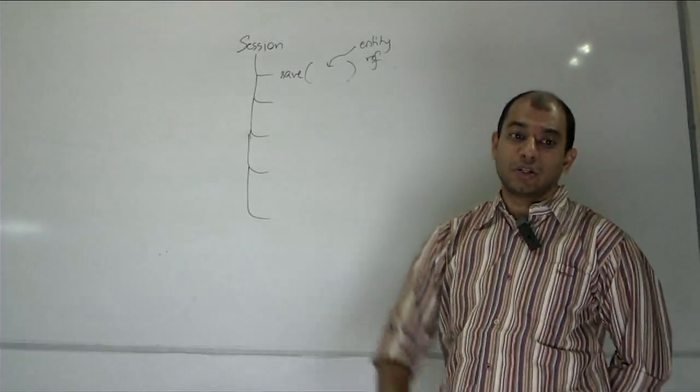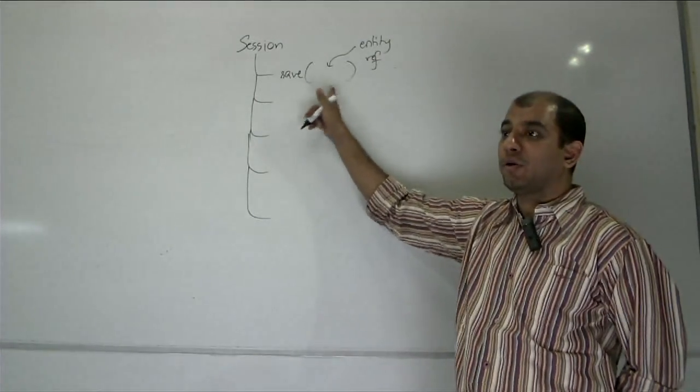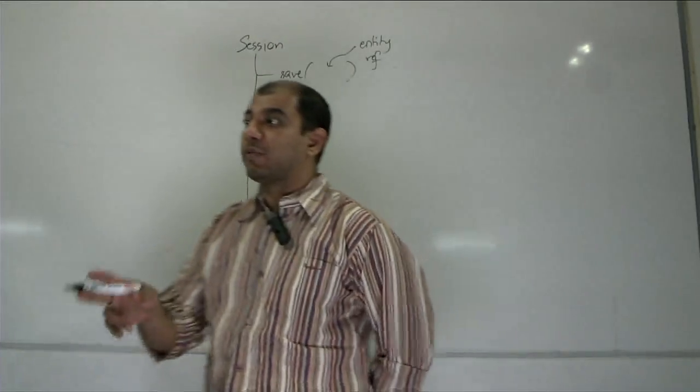But let me ask you this. During the commit, how many rows will be generated? For save?